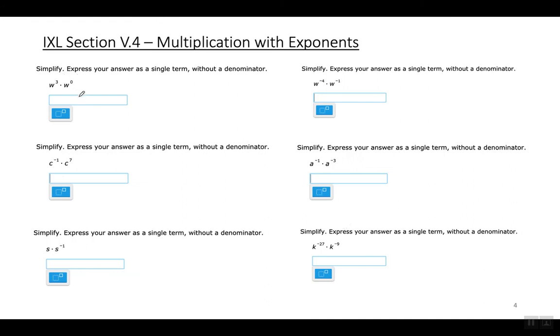3 plus 0 is 3, so my answer here would be W to the 3rd power. Remember that any number to the 0 power is 1, so you could also think about this as W to the 3rd power times 1 equals W to the 3rd power.